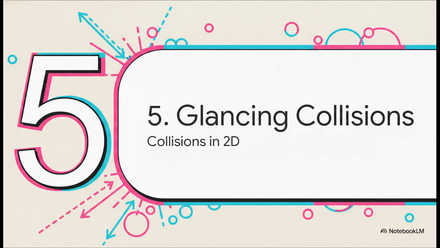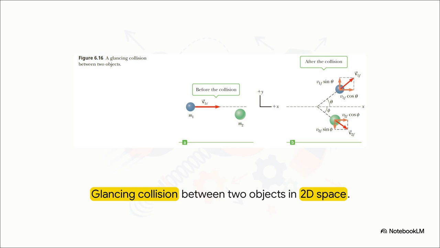Let's head into Section 5, 2D glancing collisions, taking physics off the straight line. Up until now, we've really only looked at head-on, one-dimensional crashes. But let's be real, the real world is messy. What happens when objects don't hit dead center, but they strike at an angle? When mass 1 comes in horizontally along the x-axis and strikes mass 2, both objects suddenly deflect off at totally different angles. They scatter into 2 dimensions.